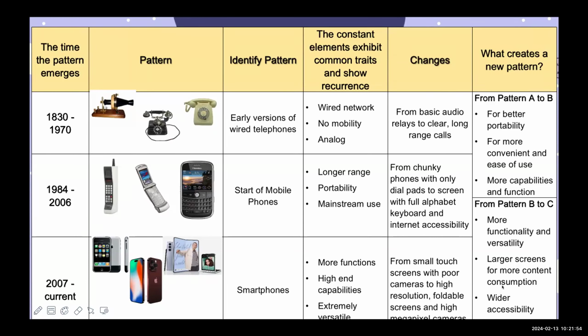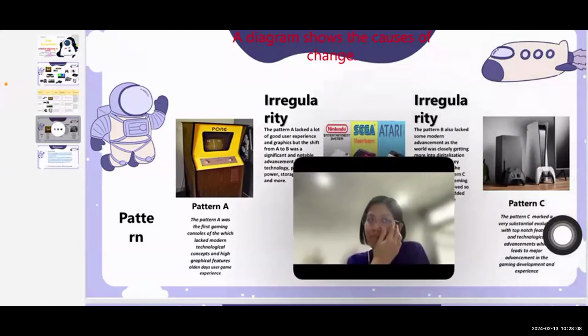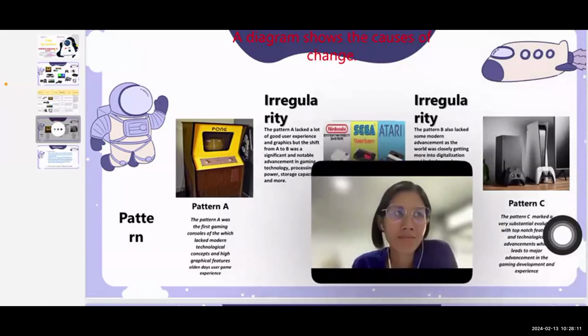Then we can see the diagram clearly shows the causes of changes from the picture. Pattern A was the first game consoles, which lacked modern technological concepts and high graphical features, an olden days user game experience. While pattern B brought a new phase of the console, video games with an advanced gaming experience, that is digital, from the analog video game console. And pattern C was just a much more advanced feature from pattern B.